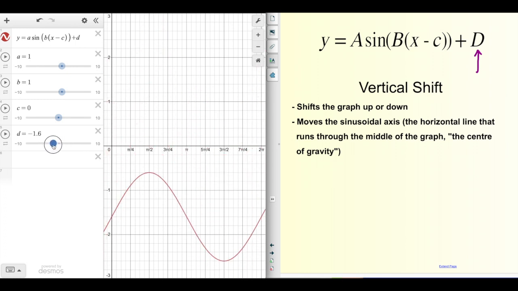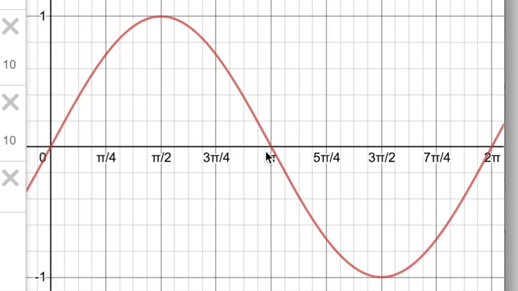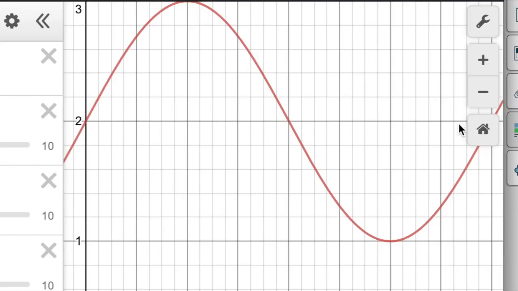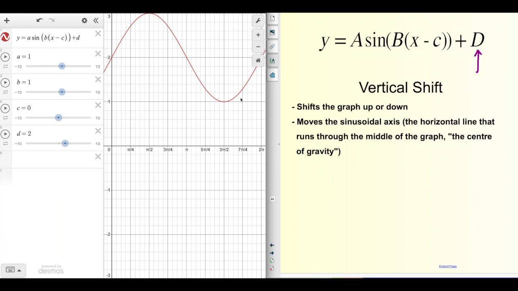And look, see what it says? It says that it moves the sinusoidal axis, that horizontal line in the middle. That's what's moving up and down. And it's moving the whole graph with it. I call it the center of gravity. So for example, if I move D to be 2, now you'll notice that center of gravity is up here at 2. So the whole graph has been moved so that now the whole wave function is over 2. I can make it -1. Now the whole wave function is over -1, like this down here.